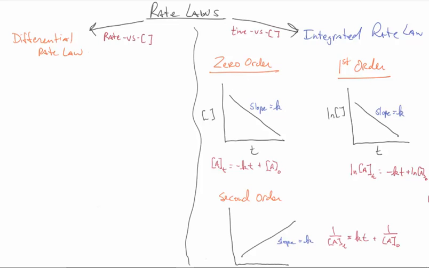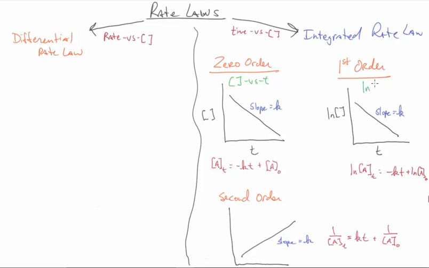All right, so 0 order, notice this is a concentration versus time graph, right? It's a negative slope. The slope of the line is actually equal to K, and if you look at the equation, you can see it's some concentration at a given time is equal to the negative rate constant times time plus my initial concentration.